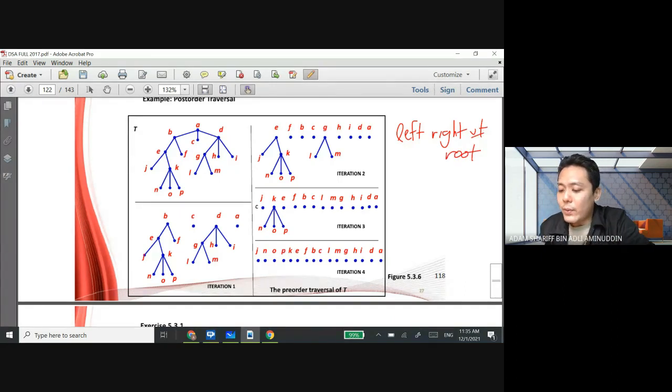So, for this one, we choose the left one first. Then E is the root, so not yet. K is the root, still the root, not yet. N first. Left, the right, O, P. Then you go back to root K. Finish the left, right, then go back to K. K is the root, go back again to the root E.